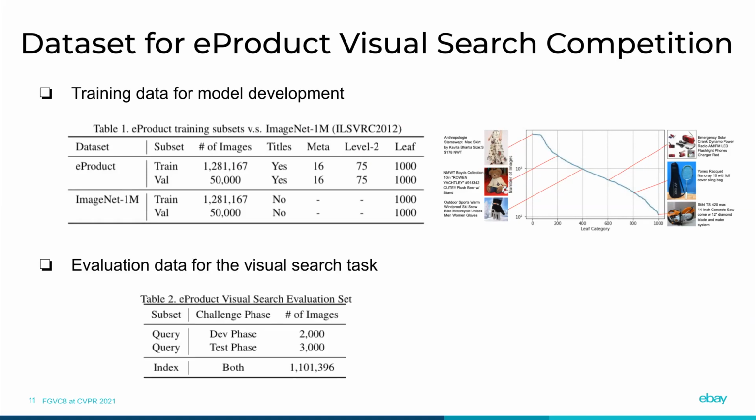The visual search evaluation includes 10,000 queries, where 5,000 have been used for the competition, and the index set has over 1.1 million images.